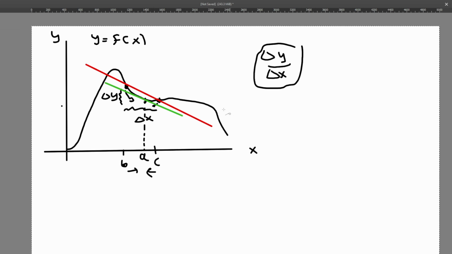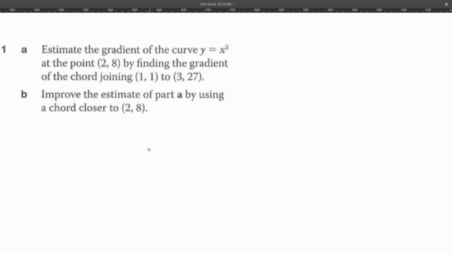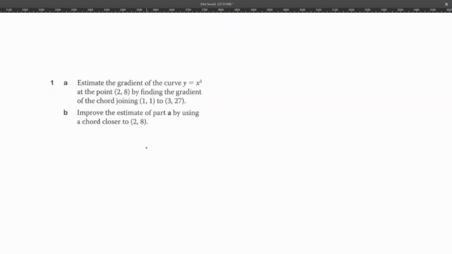Right, everyone, what I have here is an example question that you can be asked on this kind of topic. It says that we want to estimate the gradient of the curve at the point (2, 8) by using these two chords. Now you don't need to draw an axis, but to visualize it better, I'm going to draw a graph. It's going to be x, y, and the graph of y equals x cubed, which would be something like this.